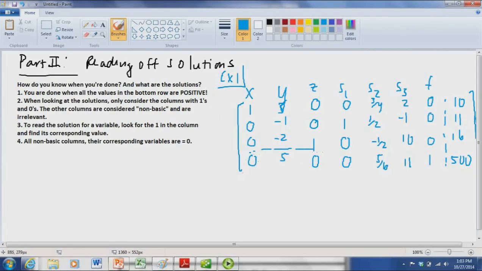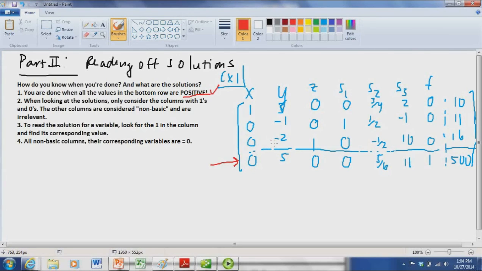And a dash line going across the bottom. All right. So how do I know you're done? Look at your bottom row. Here's your bottom row. Are all the values positive? Are all of them positive? Yes. So this is done and is ready to read.